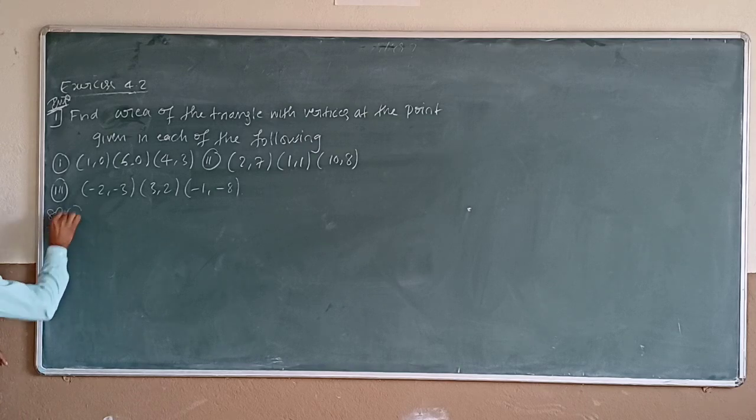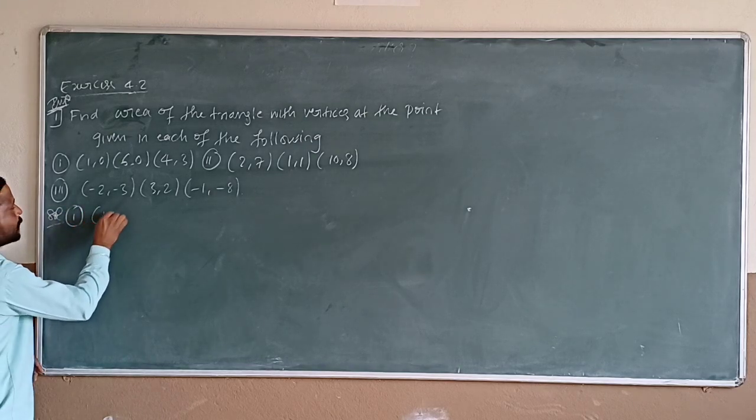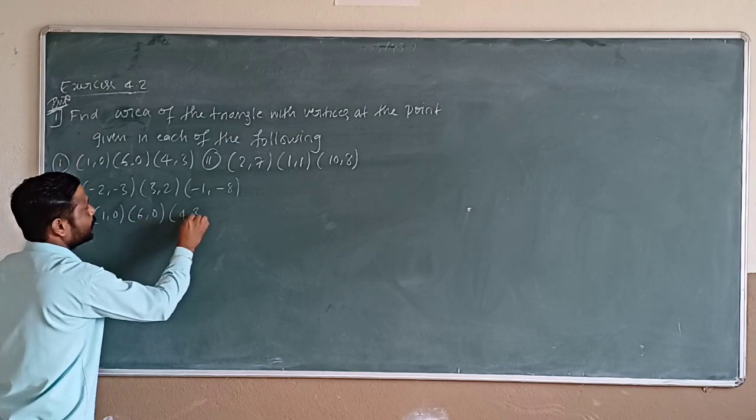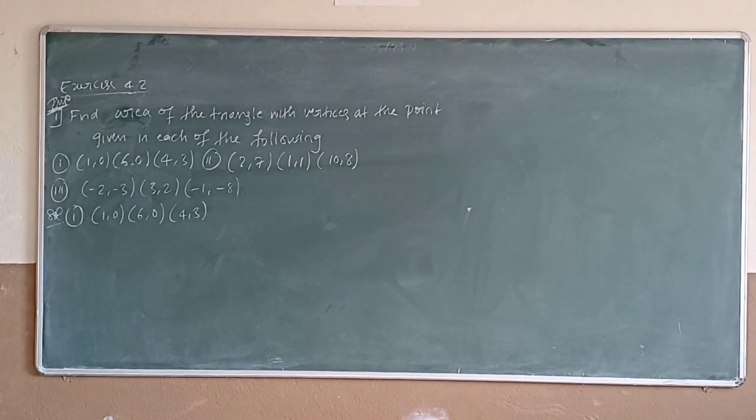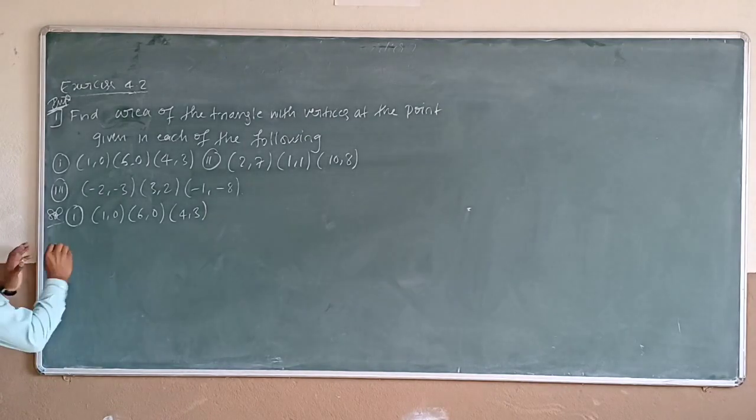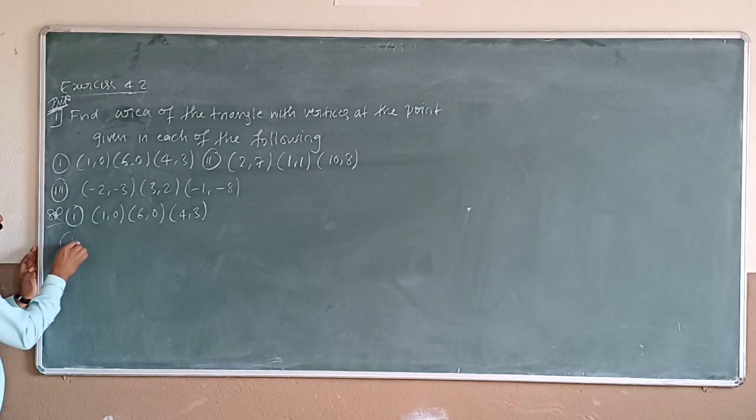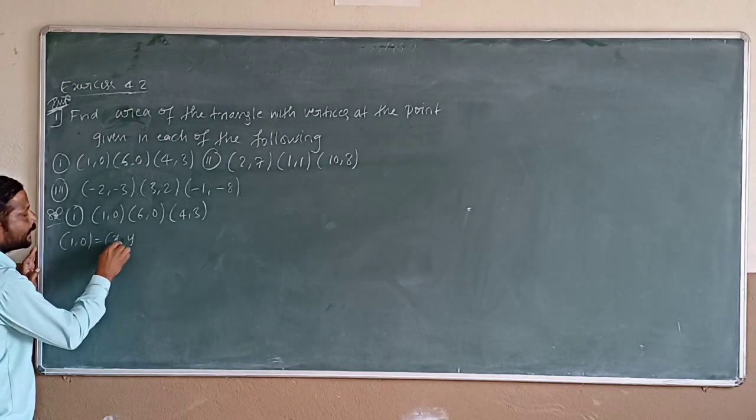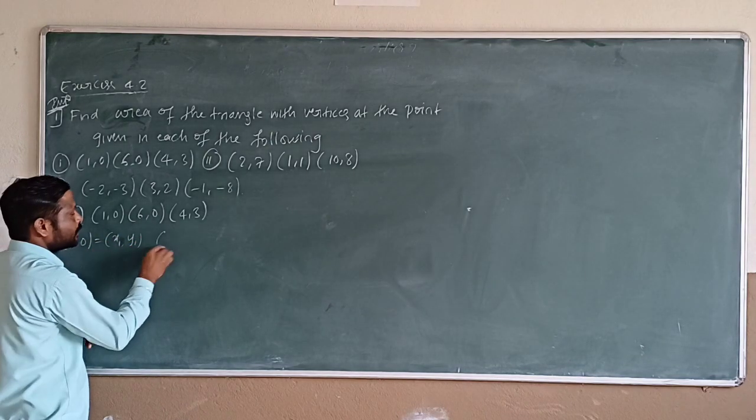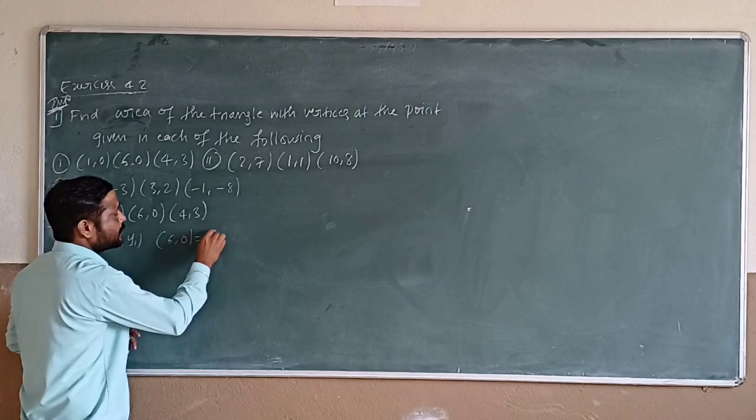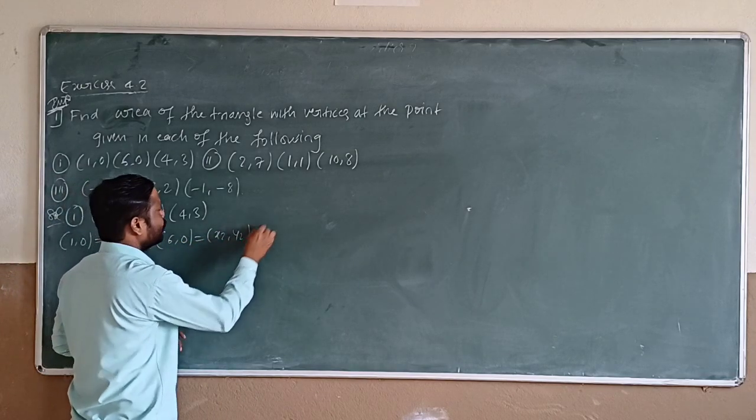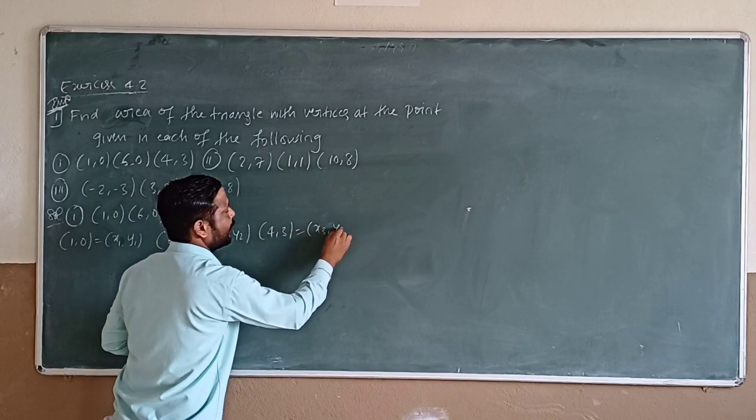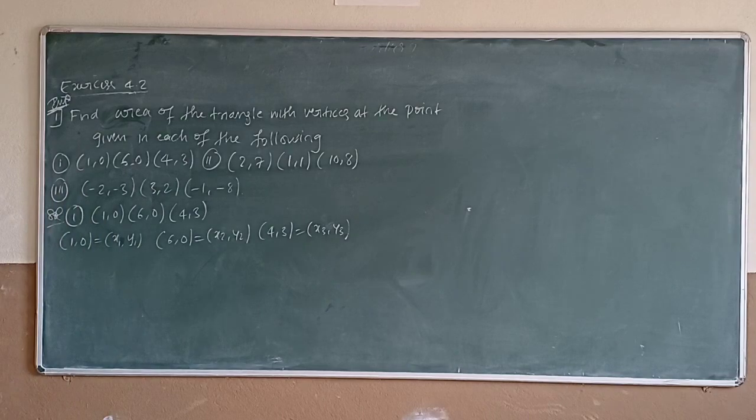Okay. Solution. What is the first question here? 1, 0 and 6, 0 and 4, 3 are the 3 points now. Right? Next one, we know that 1, 0 can be written as x1, y1. Right? 6, 0 can be taken as x2, y2 and 4, 3 can be taken as x3, y3 now. x3, y3. Right?